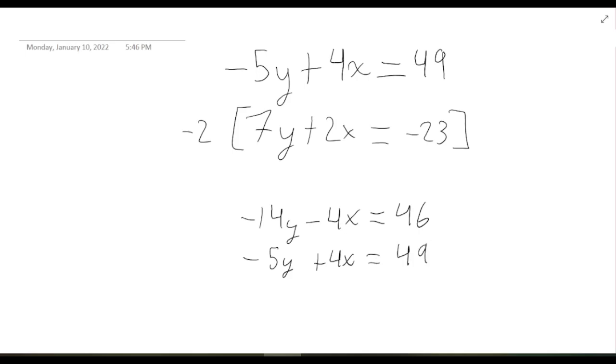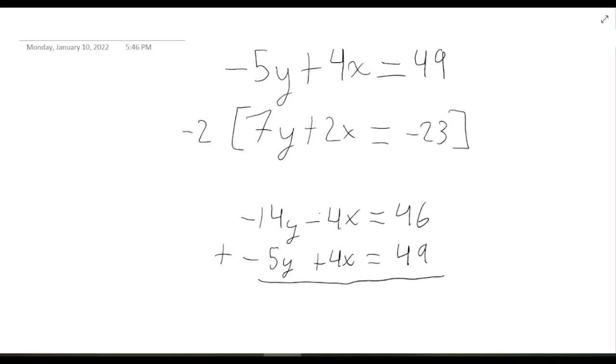Now you may notice that we have negative 4x and positive 4x right on top of each other. So this is what we mean by elimination. If you were to add these two equations, right? If you were to add negative 14y to negative 5y and then negative 4x plus 4x, this x term would be eliminated because negative 4x would cancel out positive 4x. So that's exactly what we're going to do. We're going to add these two equations and we're going to see what we get.